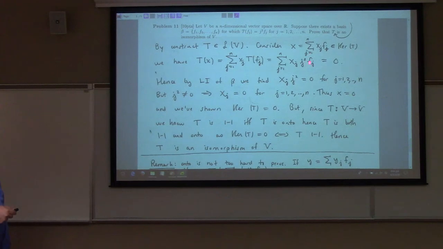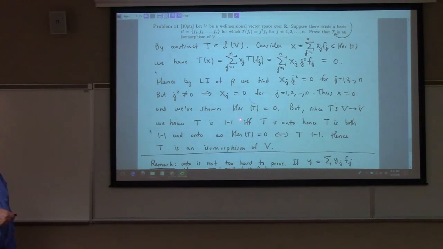But by linear independence of the f1, f2 to fn, I get that x_j times j squared is 0 for each j, right? But j squared, of course, is non-zero because it's 1, or it's 4, it's 9, it's 16, it's 25, whatever. Those are non-zero numbers. So that implies that the coefficient x sub j is 0. But all of the coefficients x sub j being 0 implies that x itself is 0, which is to say that the kernel of T is just 0, right?